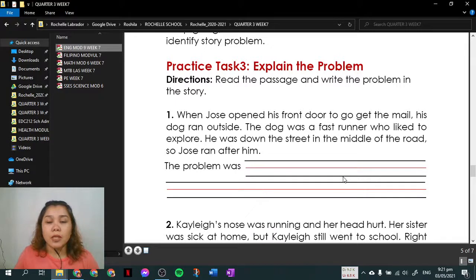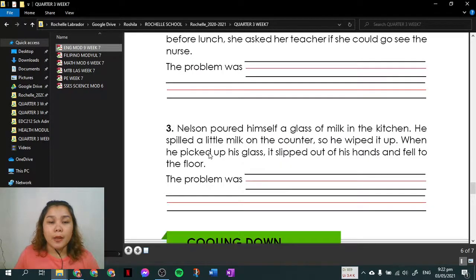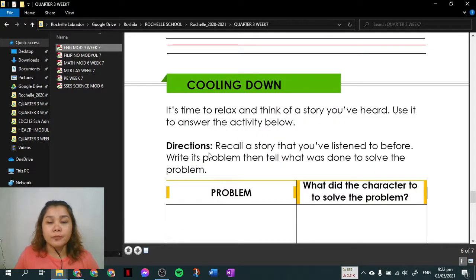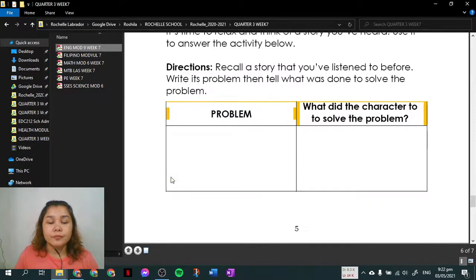So kindly use the 3 lines, blue, red, blue, but I think the printout is grayish, the red line. And then for cooling down, you have to recall another story that you've listened to before. So write the problem and tell what was done to solve the problem.